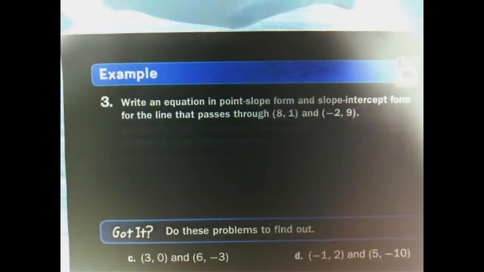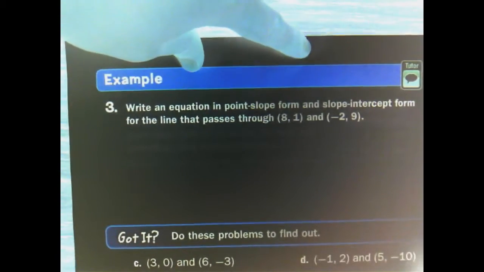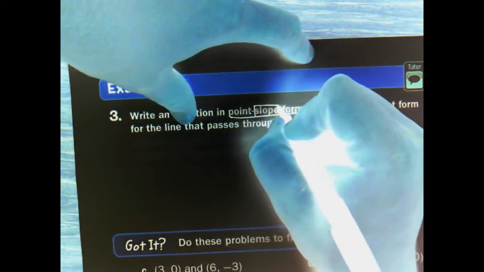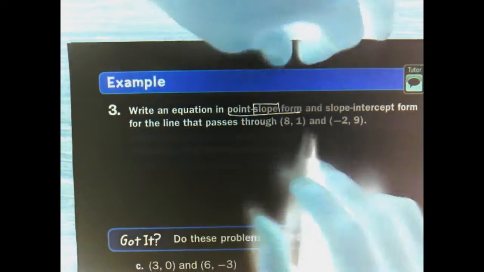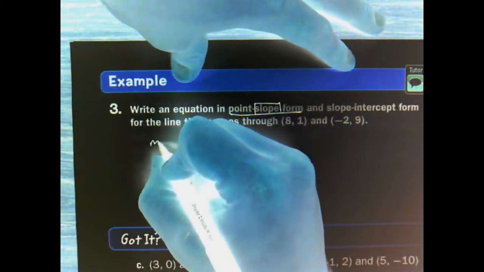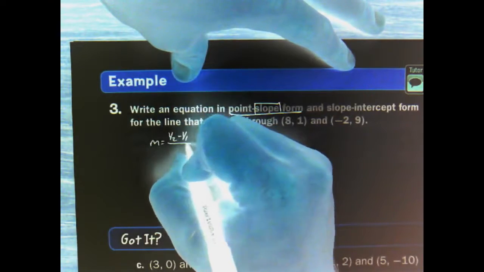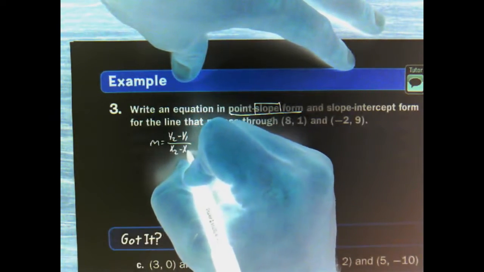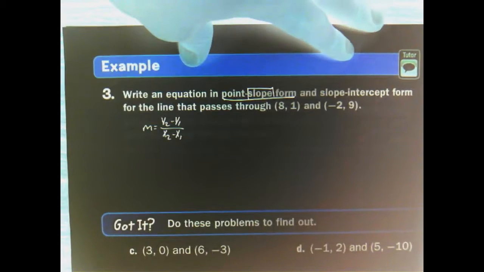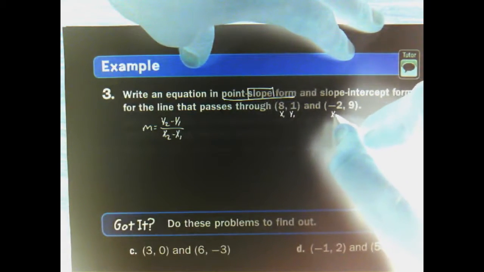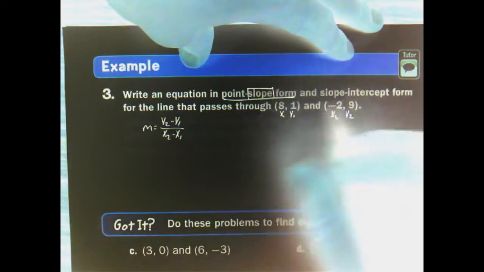So again, if we were to look back at that sheet, that would tell us to use point slope form first. But in order to use point slope form, I have to know the slope. So if I'm given 2 points and I need to know the slope, I use my slope formula. m equals y sub 2 minus y sub 1 all over x sub 2 minus x sub 1. So if I label my points, this is my first point, so I'm going to label it x sub 1, y sub 1. This is my second point, x sub 2, y sub 2.